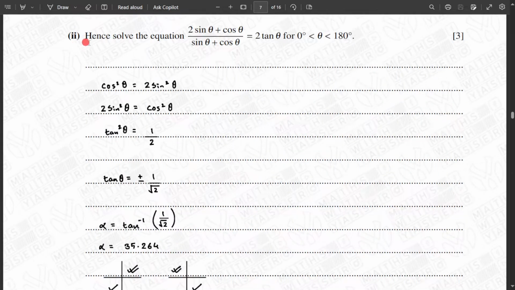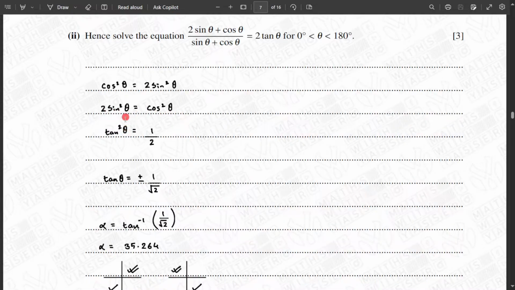In part 2, it says, hence solve the equation (2 sin theta plus cos theta) by (sin theta plus cos theta) equals 2 tan theta for theta between 0 and 180 degrees. We have already expressed this equation in the form cos squared theta equals 2 sin squared theta. So using this will be easier for us to figure out the values. So we can rewrite it as 2 sin squared theta equals cos squared theta.